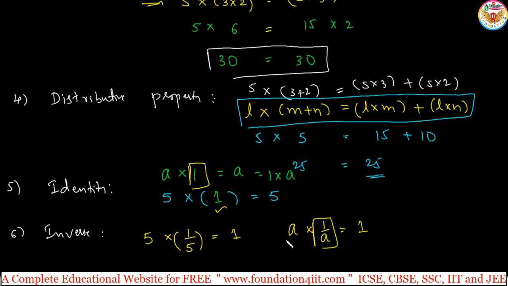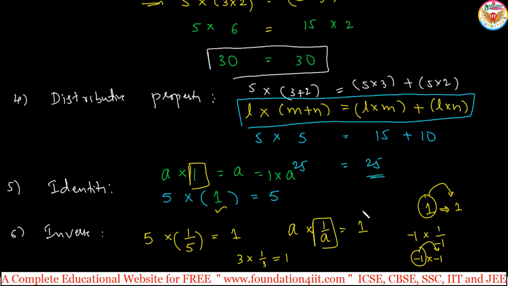For 1, the multiplicative inverse is 1 itself, because 1 into 1 is 1. For negative 1 also, negative 1 into negative 1 is 1, so the multiplicative inverse of negative 1 is negative 1 itself. For the remaining integers, you can take the reciprocal. If 3 is an integer, then 1 by 3 is the multiplicative inverse to get the multiplicative identity.